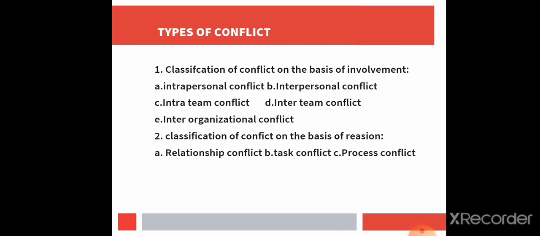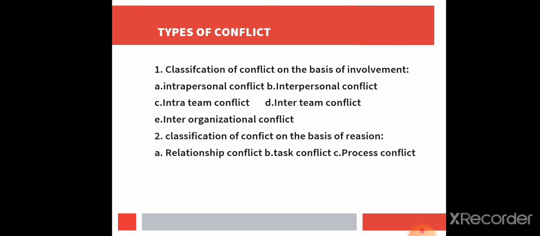So finally, I'm going to explain to you the types of conflict. Basically, the types of conflict are classified under two main heads. They are classification of conflict on the basis of involvement, and the classification of conflict on the basis of region. Now, I'm going to tell you about the classification of conflict on the basis of involvement. Number one, intrapersonal conflict. Conflict that occurs within an individual is intrapersonal conflict.